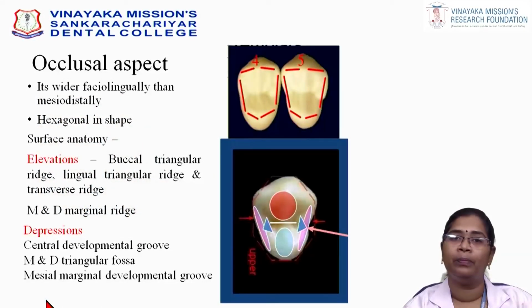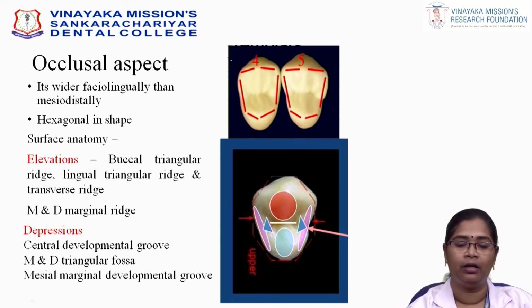Moving on to the most important and explanatory aspect of the premolars, the occlusal aspect. There are numerous landmarks present on the occlusal aspect of the maxillary first and second premolar. Measurement wise and anatomical landmark wise, both have the same anatomical landmarks with a little bit of differentiation in the maxillary first and second premolar. The occlusal aspect is wider cervico-lingually than mesio-distally.